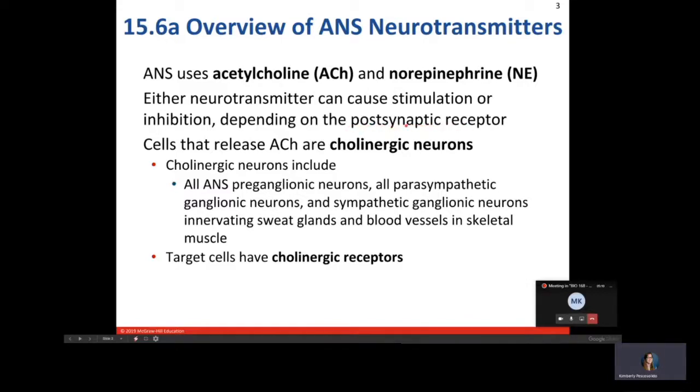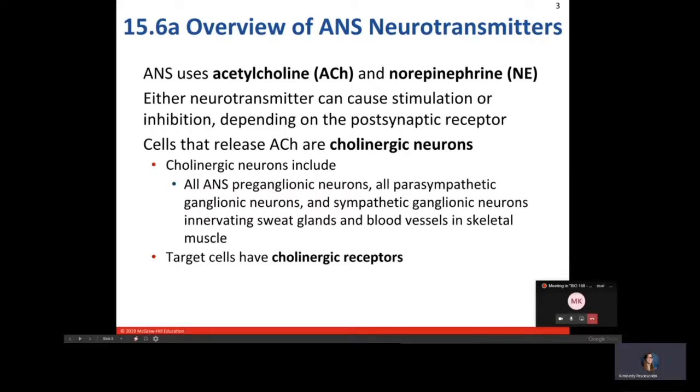Usually an effector is what we'll be talking about: the skeletal muscle, the smooth muscle, or the gland. Acetylcholine is the one we talk about most. So where did we talk about acetylcholine? Did we go over the neuromuscular junction, right? The neuromuscular junction is right in between the nerve and the muscle, and we found that in the somatic nervous system. But we also have acetylcholine being used in the autonomic nervous system.